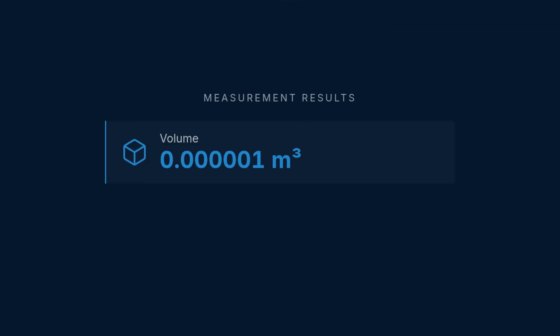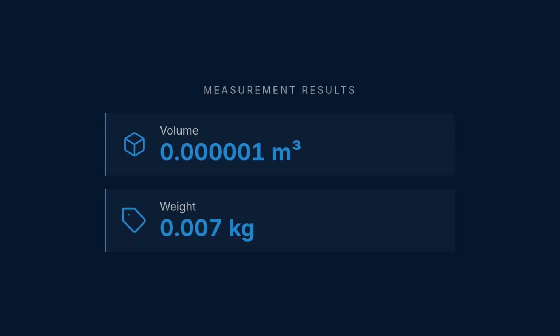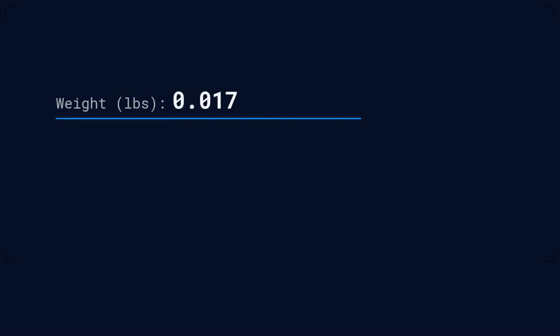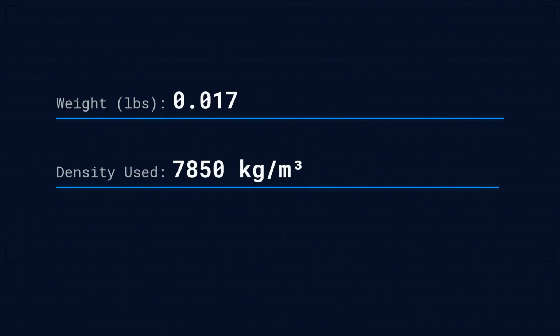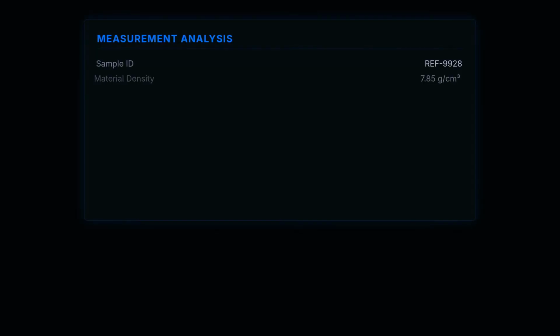Volume equals 0.00001 cubic meters. Weight in kilograms shows 0.08. Weight in pounds displays 0.017. Density used confirms 7,850 kilograms per cubic meter, and cross-sectional area reads 1.0 square centimeters.